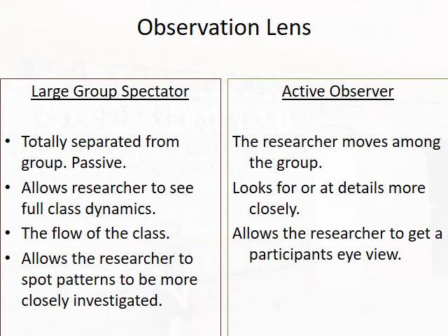Once you've had a chance to take a look at the entire group and the dynamics within that group, you can move a little closer to perhaps a smaller group of students, and you could begin to move through them as an active observer with a much more narrow focus. Whereas large group spectator is a very wide angle lens, the active observer now begins to look for details within those smaller learning environments that take place within your classroom. What many researchers call this is a participant's eye view. So you're getting down at their level, but maybe not necessarily interacting with them just yet. That's because I have one more to show you on the next slide.